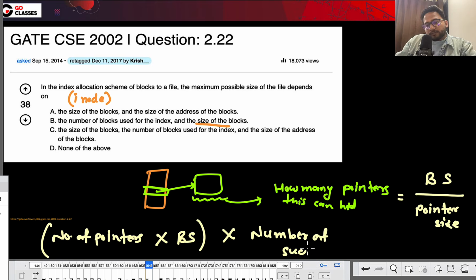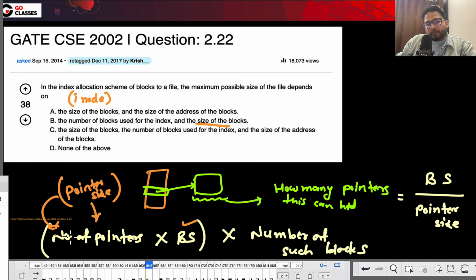So it will depend on the block size and number of pointers, which means block size upon pointer size. Here the pointer size is kind of hidden in it, I mean, the formula is block size upon pointer size. So pointer size is already there. So it will depend on the pointer size, block size, and number of such blocks, meaning index blocks, basically.